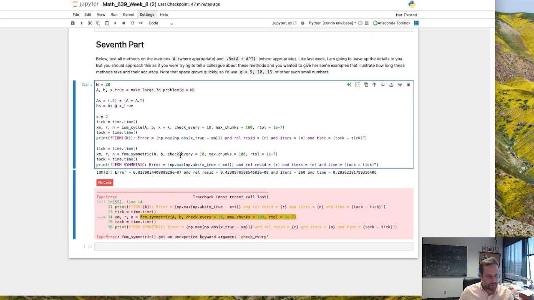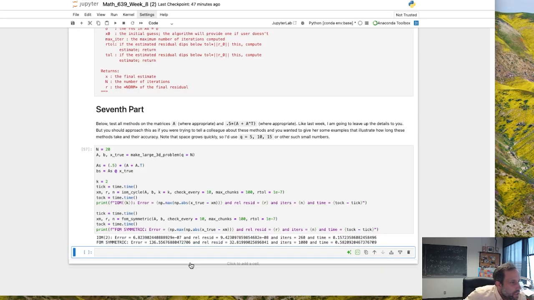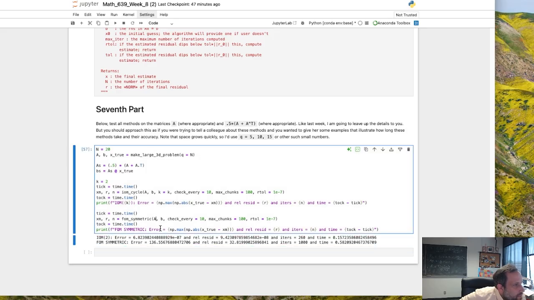All right, so let's run this again. Clearly there is a problem here. So what is the problem? So what have I done here? I've run the symmetric algorithm on a non-symmetric thing. So the fact that it's symmetric is important. So I need to change this to AS and this to BS.